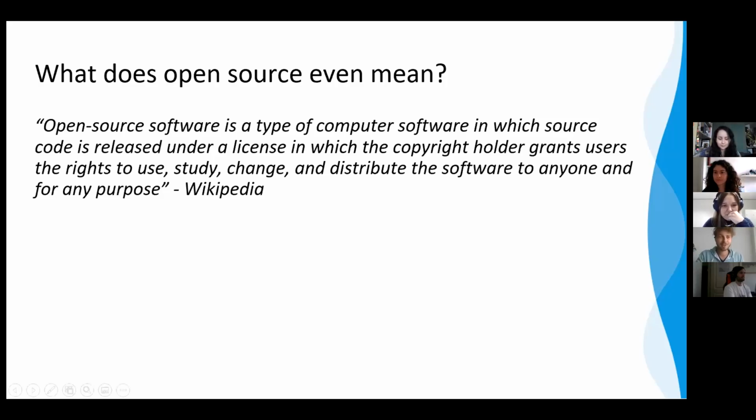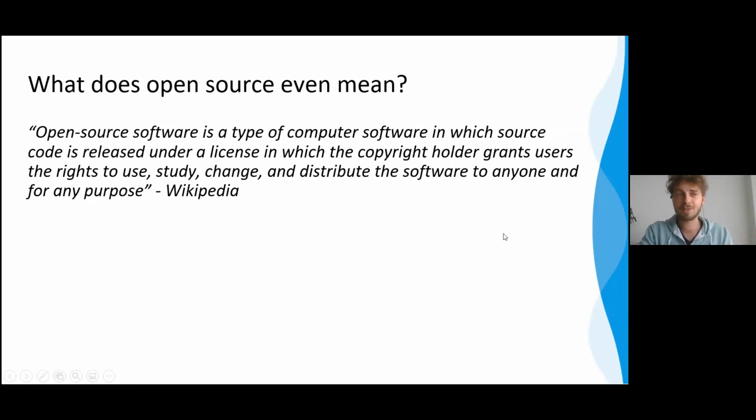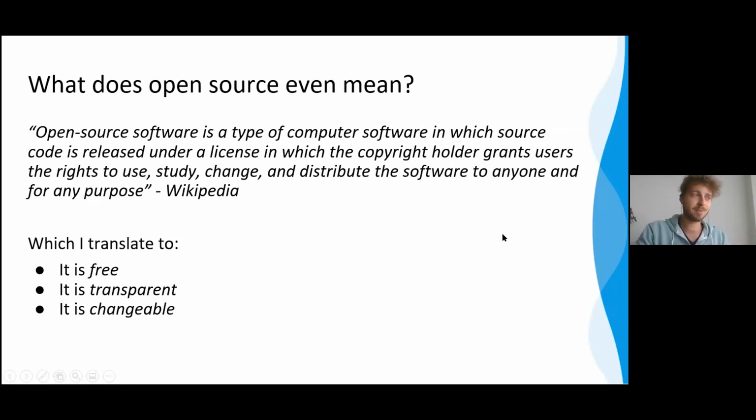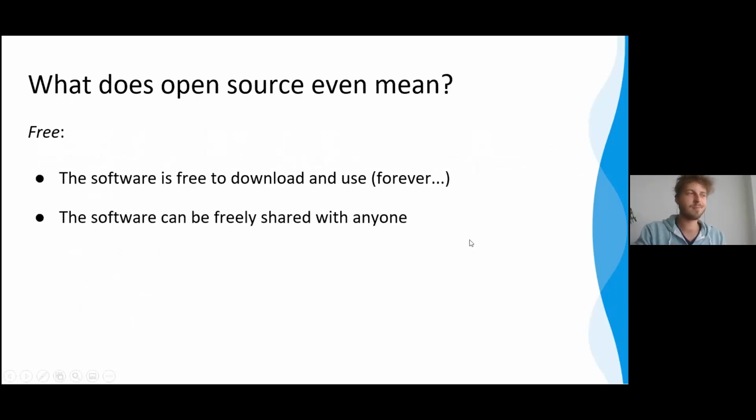Well, it's a long definition, but I usually translate that to 3 core points of what I see as open source software. It's free, it's transparent, and it's changeable. And what I mean with that, I'll explain in the next slide. So free is the most simple, right? You don't pay any money for it. You can just download it, get it on your computer, and use it right away.